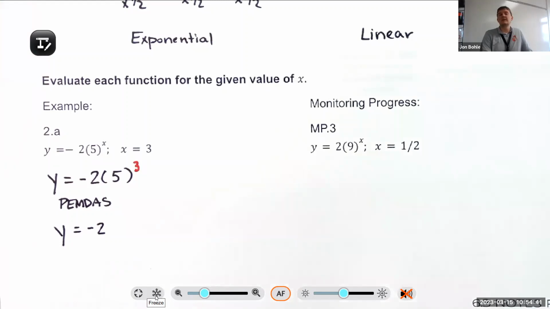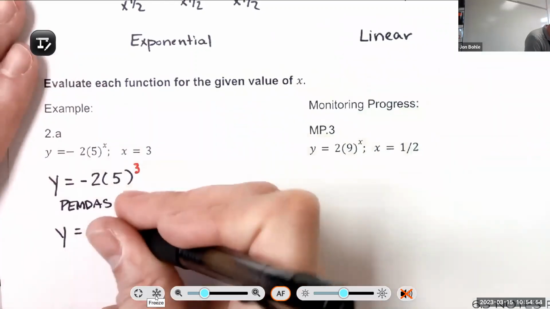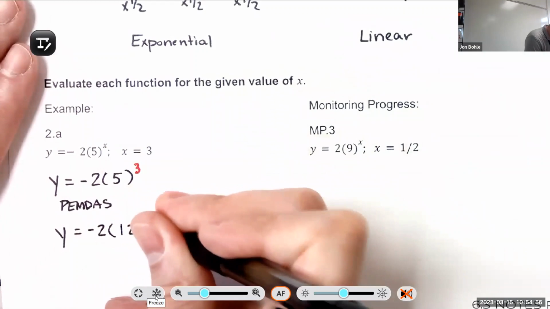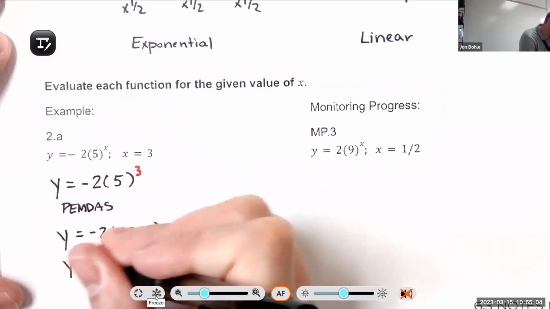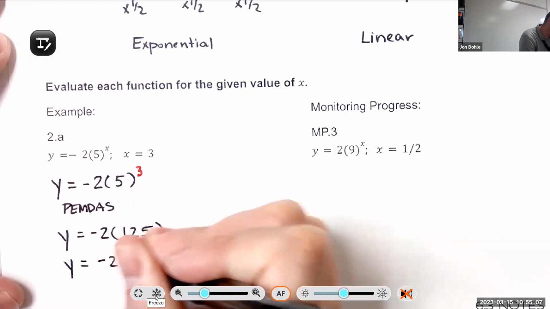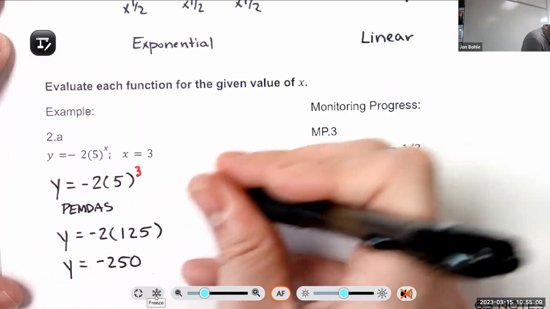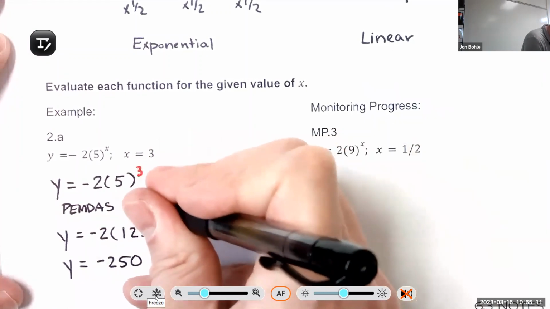5 times 5 times 5. Again, 5 times 25 is 125. 5 quarters gives you how much money? 125. And then after I do my exponents, I do my multiplication or division, which would be -250. Yep, just watch out for those minus signs, okay? So what I just showed you is by hand.